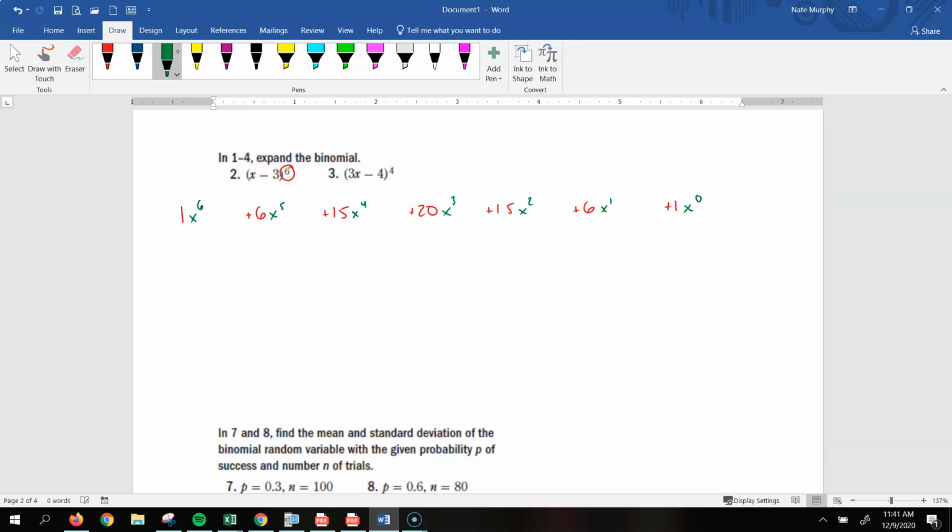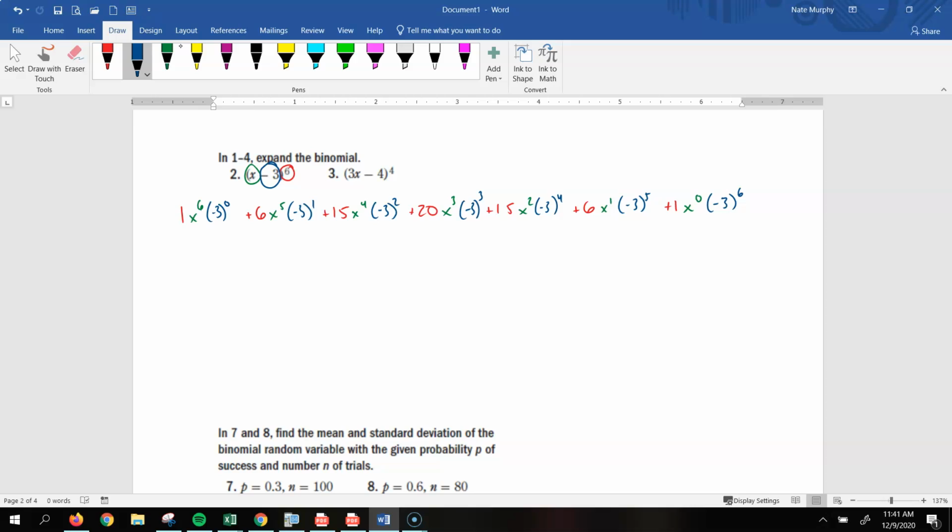All the way down to x to the 0 power. So we get that from this one. Now the next one is a -3, and that's where some of you guys are having problems, is negatives. So we would have -3 to the 0 power, and then we're going to have -3 to the 1st, -3 squared, -3 cubed, -3 to the 4th, -3 to the 5th, and finally -3 to the 6th.